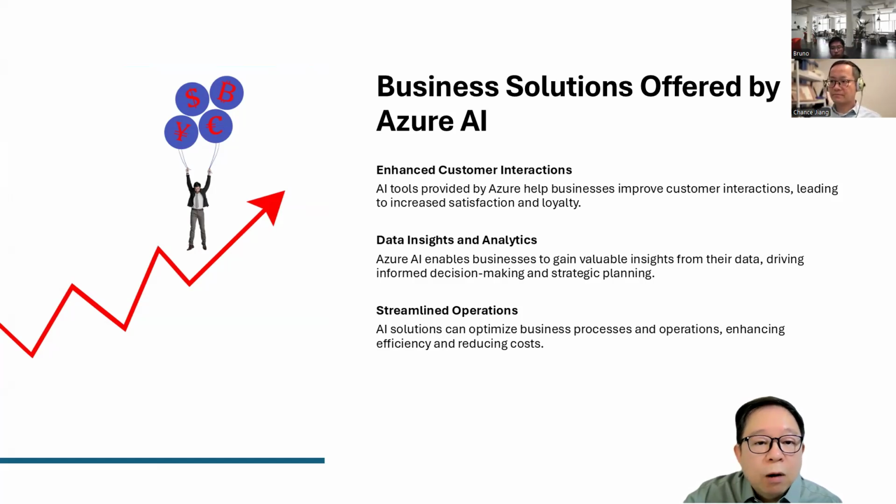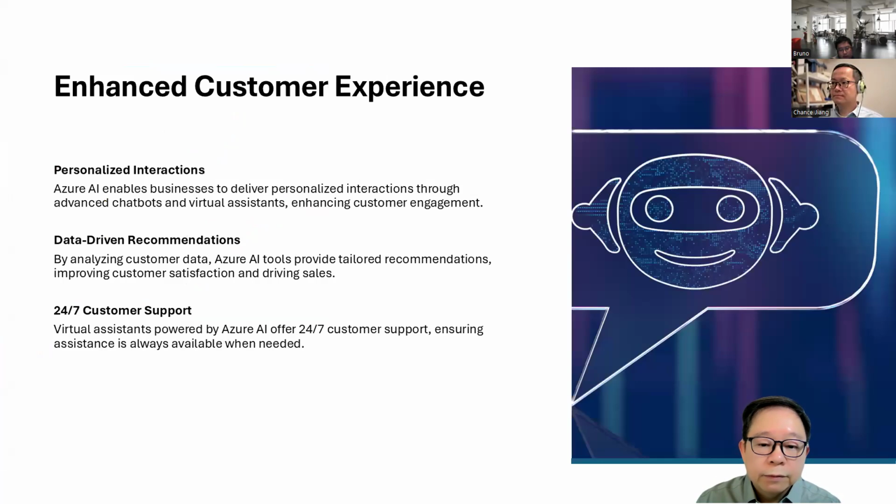And when we streamline the operation, it's because we want to make it faster, right, and a lot less cost. So AI solutions can optimize the business processing operation, and they're able to reduce the cost and, of course, enhance the efficiency. That's what we want, right? Yeah.